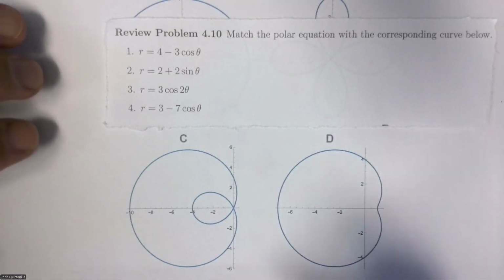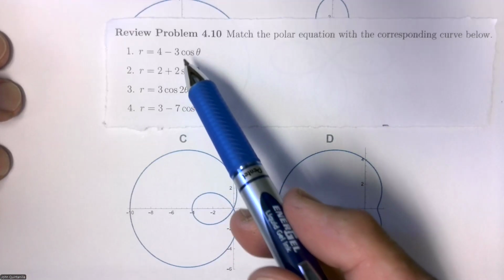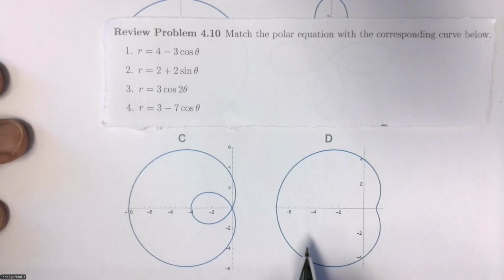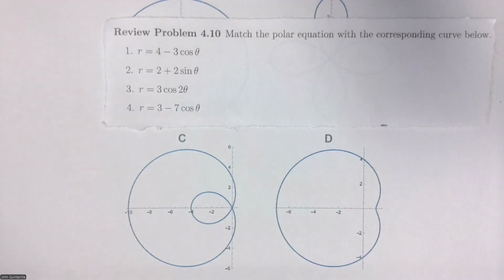Okay, in this problem, we are given four polar equations, and we're asked to match these with four different polar graphs. For a problem like this on the exam, all I would expect you to do is basically plot this on your calculator and match. So there's not a whole lot of deep thinking involved about how to do this problem.